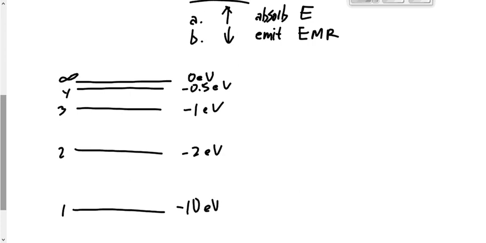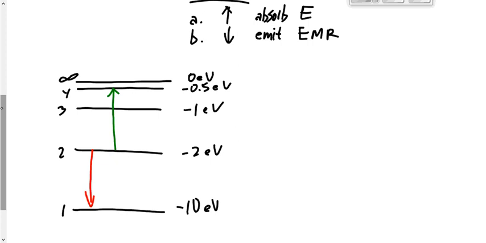I want to say there's 2 or 3 of these on the test tomorrow. I think there's 3. All a little different. Look, we can have a whole bunch of different transitions taking place here, right? We can go from level 2 to level 1. Or we can go from level 2 to level 4. Or we could go from level 1 to the infinite level and ionize it, right?